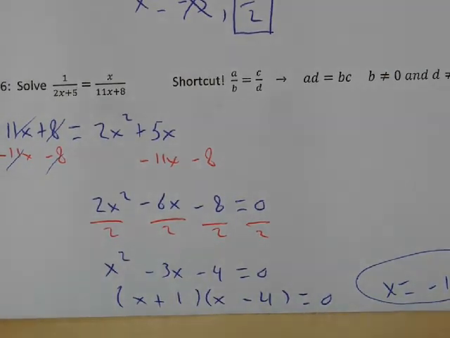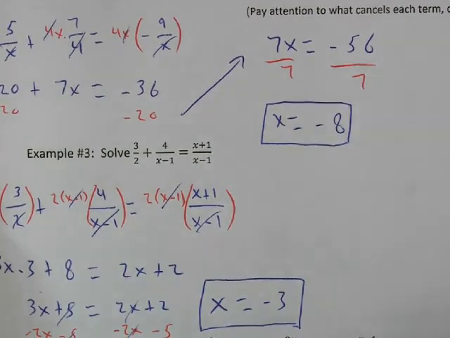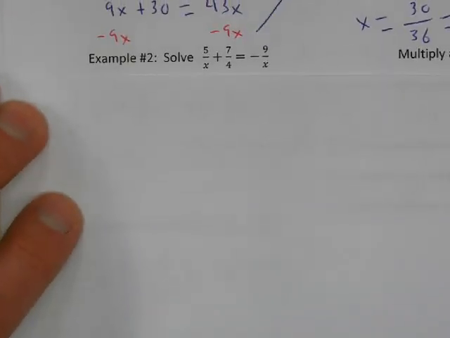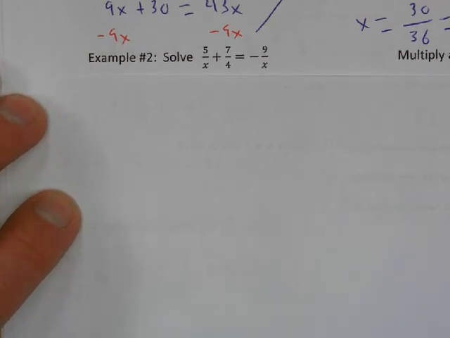Okay. Now, let's go back to a problem on the front page real quick, and then we'll wrap up these notes. And you don't even have to write this down if you don't want to. You might not even have space. But if we get a problem like, let's do the easier one, like number 2. There it is. Okay, so we got 5 over x plus 7 over 4 equals negative 9 over x.